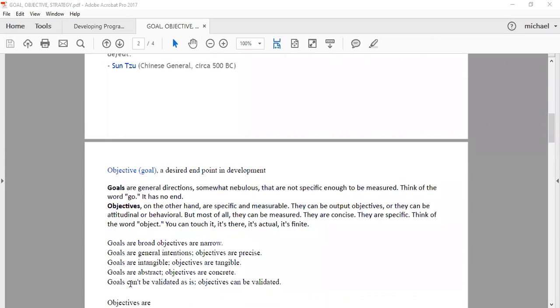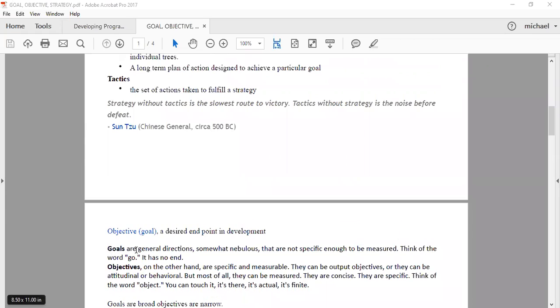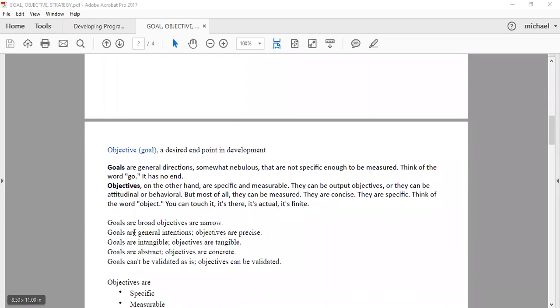Now, breaking down what goals are. And what is a goal? Goals are general directions, somewhat nebulous, that are not specific enough to be measured. Think of the word go. It has no end. We're going to talk about this later with the next piece of information. But a goal talks about the final results of what you plan to do. This is where you get specific.